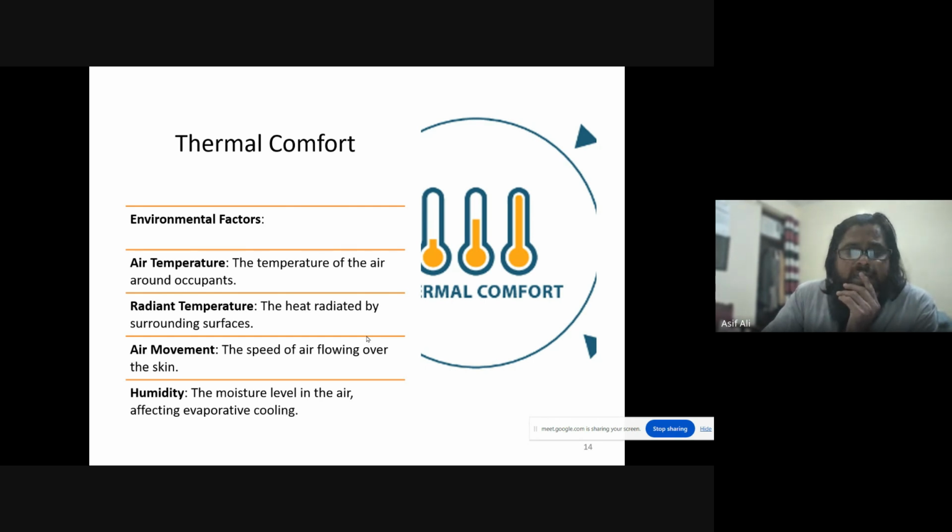So there are some environmental factors which affect thermal comfort. Air temperature, and the radiant temperature is also important. You know what happens during summers: the walls and the components of the buildings absorb the heat, and when they absorb the heat, they re-radiate it. When they re-radiate it, the problem becomes double. Sometimes you might feel that the outside temperature is less and the inside temperature is too high.